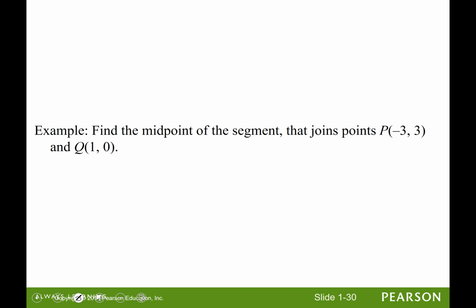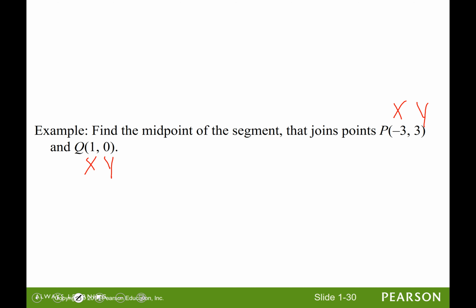I want to start talking about the midpoint formula through an example. So we're asked to find the midpoint of the segment that joins point P, which is at -3, +3, and the point Q, which is at +1, 0.